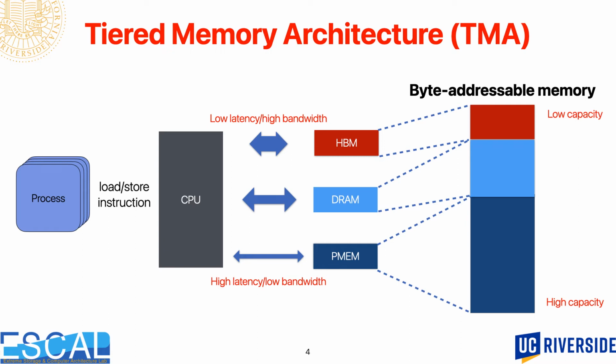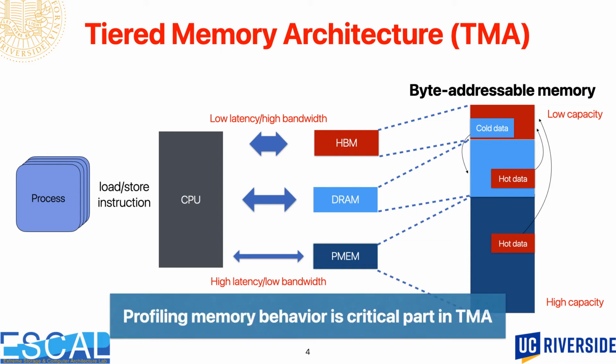In order to reduce memory access latency, we want to migrate hot data into fast but small memory. And we also need an eviction policy for cold data in fast memory because of limited capacity. Therefore, profiling memory behavior is a critical part of TMA. On the next slide, I'm going to explain the challenges of TMA.